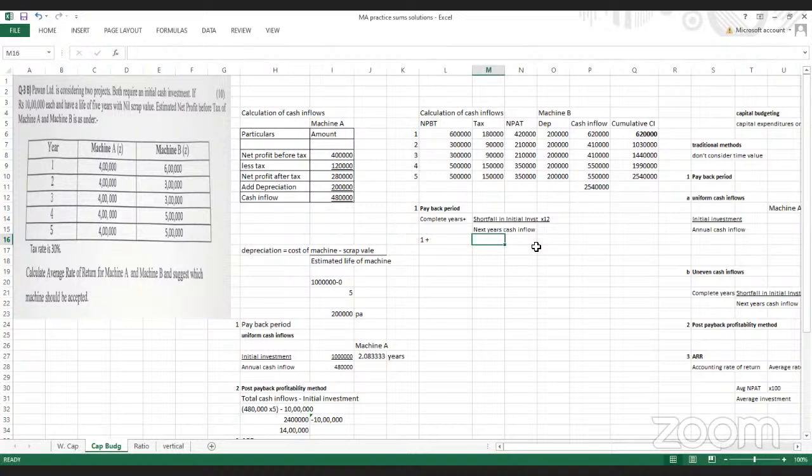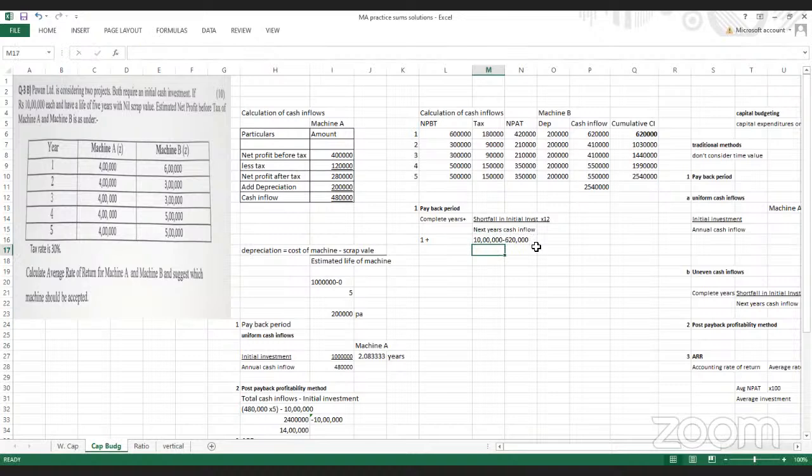shortfall in initial investment. Okay, so in first year we have collected or rather accumulated 6,20,000 as cash inflow. Clear? And our target is 10 lakh. So how much shortfall is there? So 10 lakhs minus 6,20,000 is our shortfall, isn't it? I'll write it. 10 lakhs minus 6,20,000. Okay, that is a shortfall. Clear?